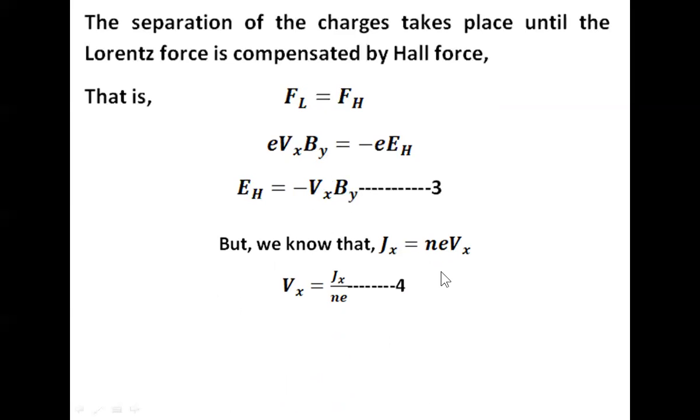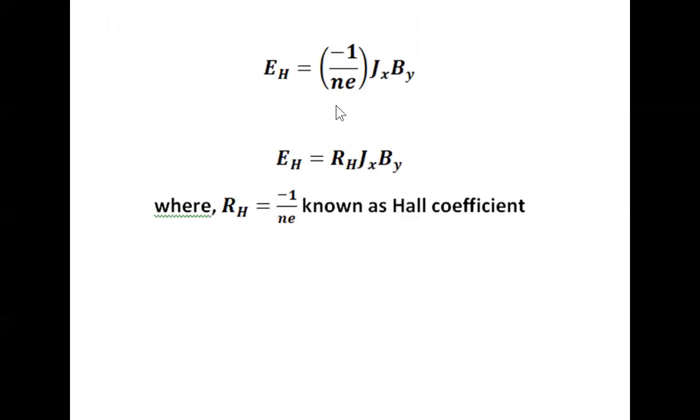So what is that? J is equal to NeV. Here I am writing the x component. So Jx is equal to Ne into Vx. From this we write the expression for Vx, that is Jx by Ne, where N represents the density of electrons. Let us call this equation number 4. If you substitute equation number 4 in equation number 3, we get an expression for Hall field in terms of known quantities, current density and magnetic field, that is minus Jx by Ne into By. This can also be rewritten as minus 1 by Ne into Jx into By.